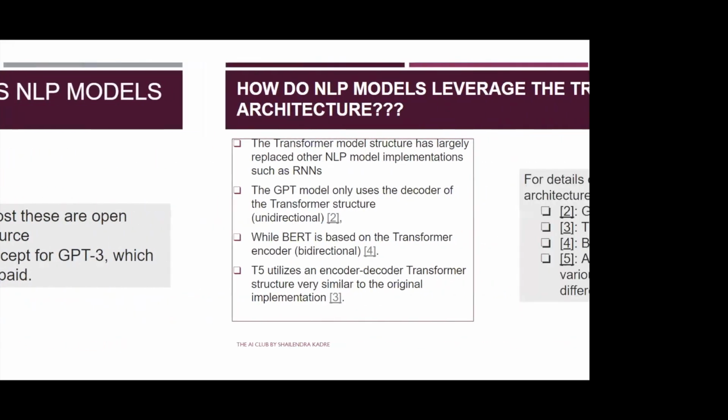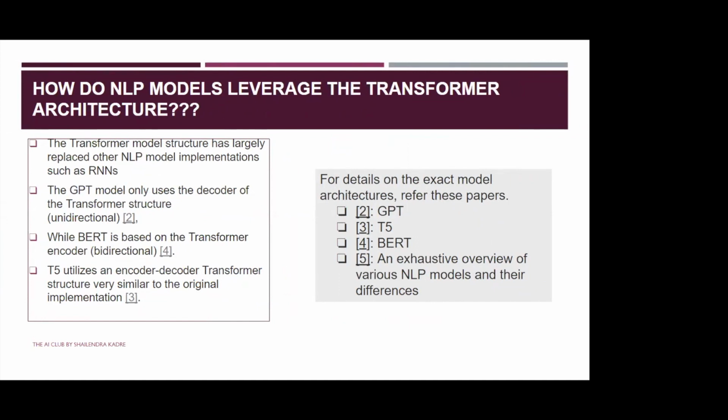So how do NLP models leverage the transformer architecture? Transformer models have mostly replaced NLP models such as RNNs in practice. Going into a few details of some of the models I have shown, the GPT model is actually a decoder of the transformer structure. In BERT we had the encoder as well, but GPT does not have an encoder. It's simply a decoder, and it is unidirectional in nature.